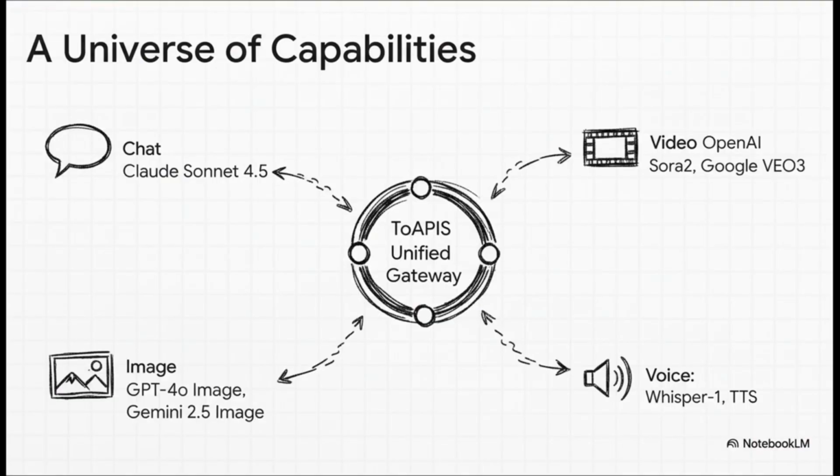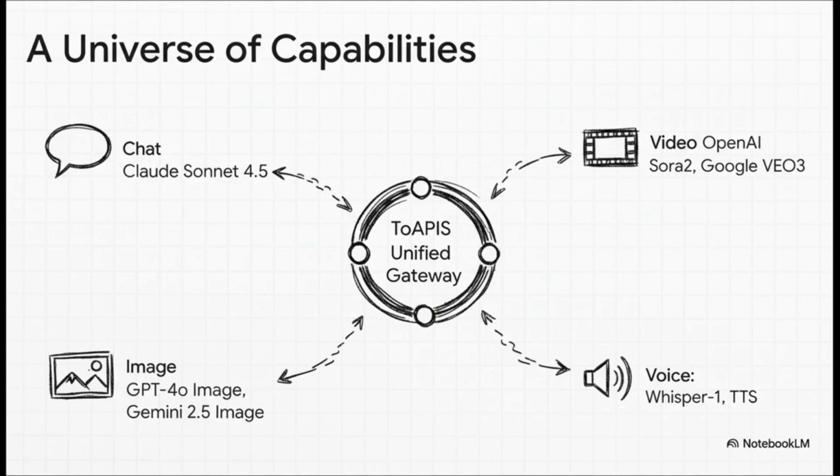Through that same simple API, you can get to the latest and greatest models for pretty much any modality you can think of. You want to do chat with something like Claude Sonnet 4.5? Done. Image generation with GPT-4o? Easy. Even crazy stuff like video generation with OpenAI's Sora 2 or Google's Veo 3, it's all there, accessible from that same endpoint.